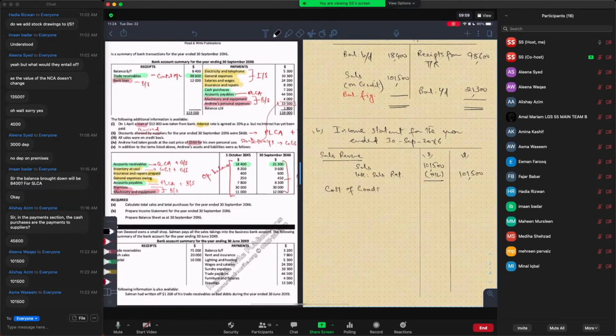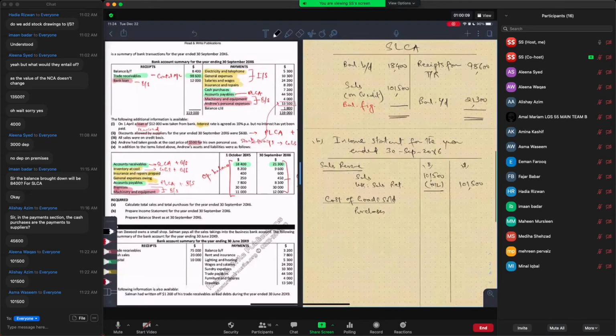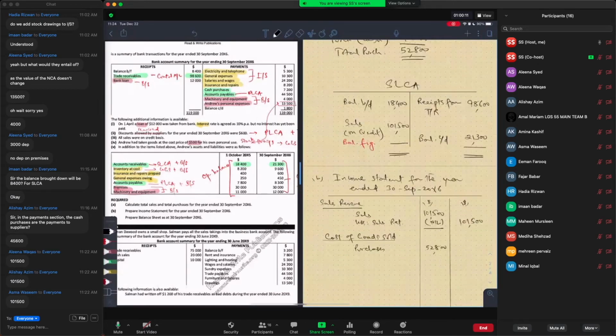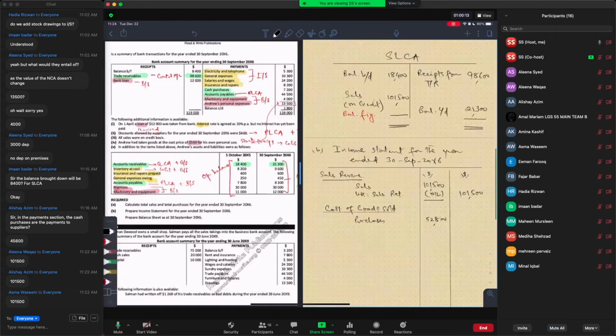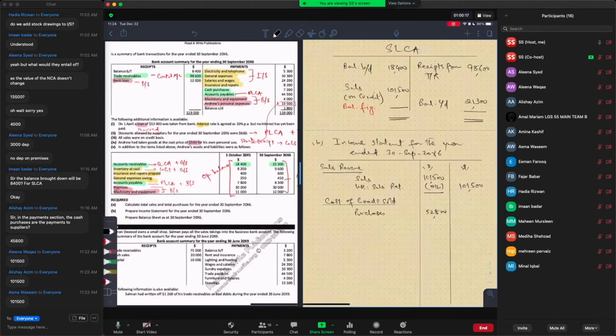That's your working title. We start with the purchases. We have already calculated purchases in part A. The purchases value is $52,800, right? We don't have any returns or carriages. If there were, we would place them the same way as we usually do. So in this case there's nothing. So we will add the opening inventory and we will subtract the closing inventory.